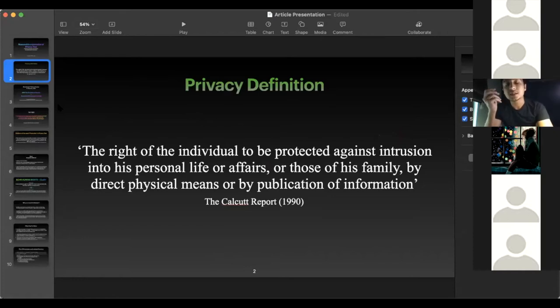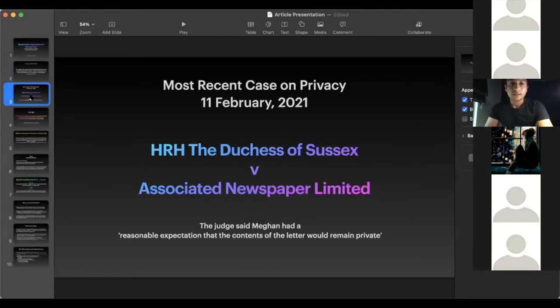in the article. Almost all the defendants pertain to some kind of media form: either a newspaper outlet, an online news agency, or a TV channel of some kind. It's very interesting to look at the very recent case of Her Royal Highness, the Duchess of Sussex against the Associated Newspaper Limited. This is the most recent case on privacy.